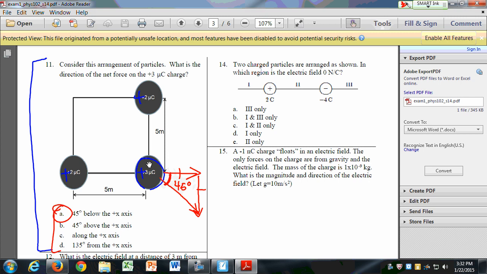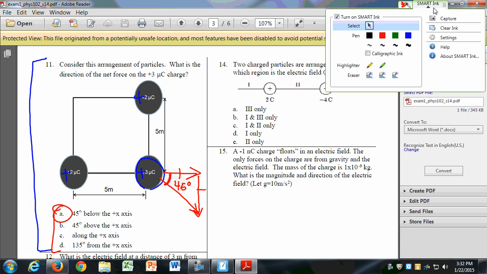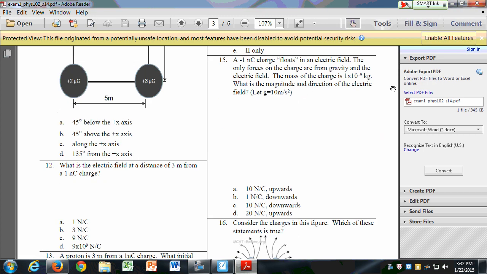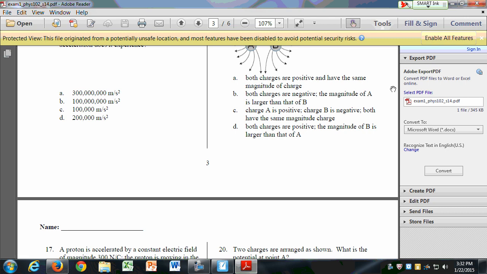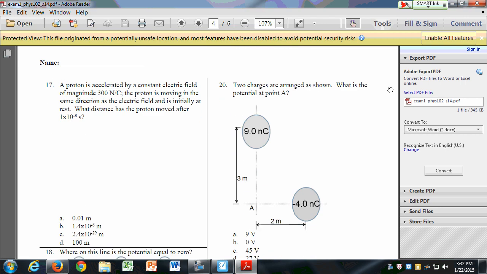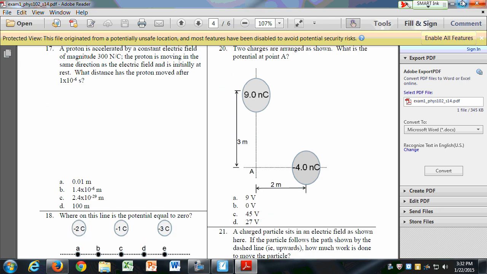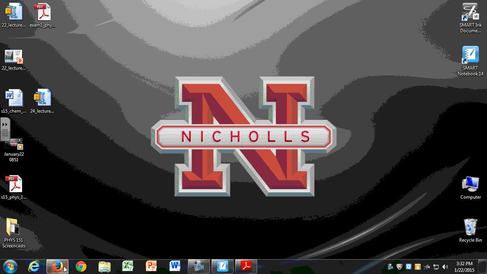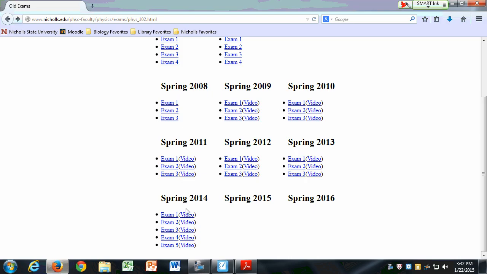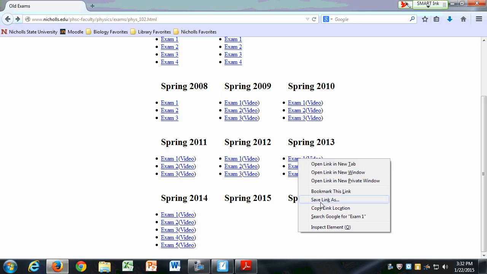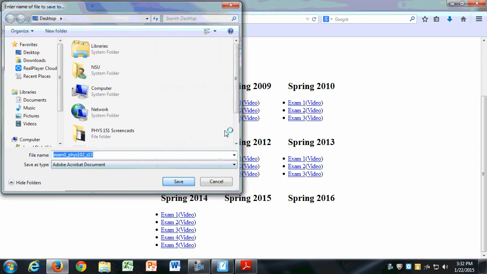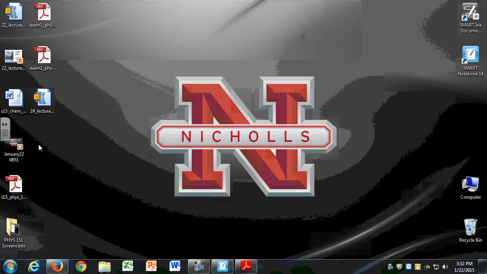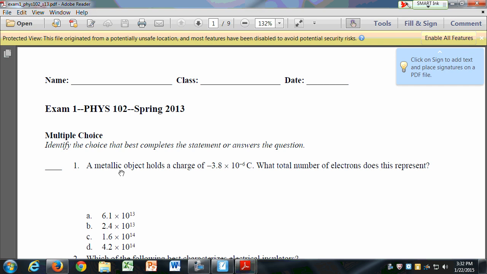Okay, let's look at another one where you're actually calculating the magnitude. I think maybe the next one. Oh no. And we'll come back to that. So this is spring 13 exam.